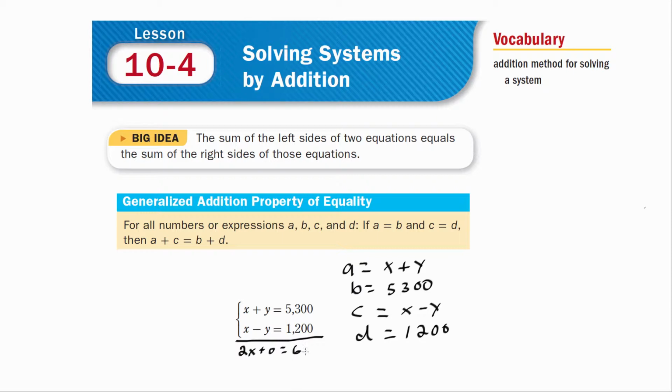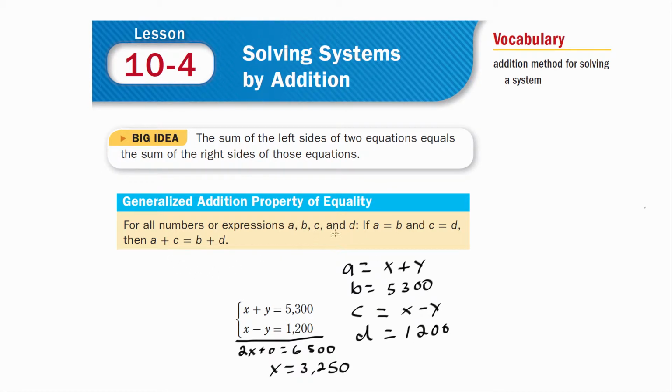6500 is our result. So now we get that 2x equals 6500, so x equals 3250. And now that we've got x, we can go back in and solve for y.